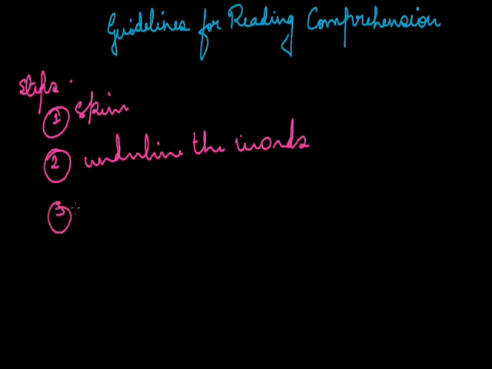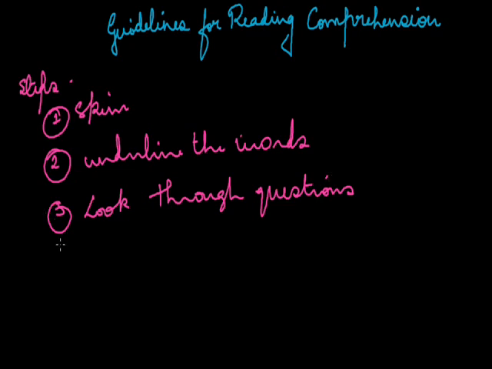Then the third step is to look through the questions. Look through the questions very carefully, and you are advised to keep to the order in which the questions appear in the test paper. Read intensively the portion relevant to the answer. Now, the fourth step is to concentrate. Concentrate on the vocabulary items and puzzle out the meanings of any word you don't know from the context.